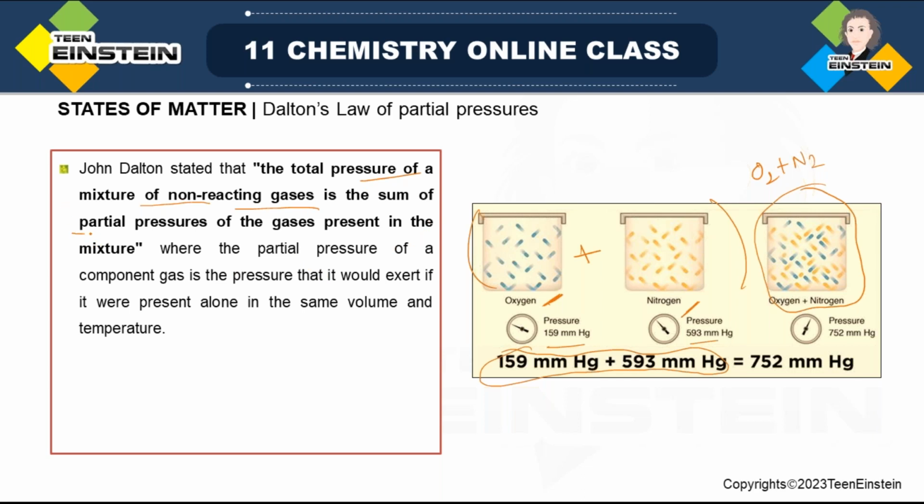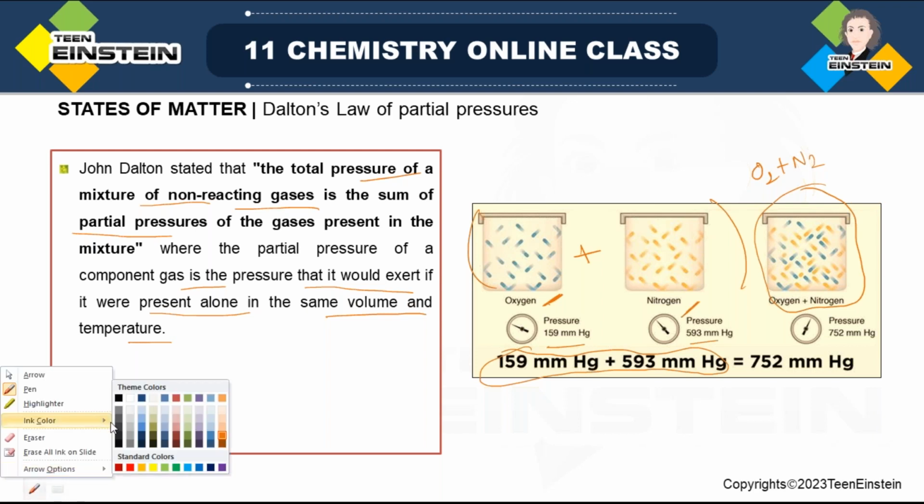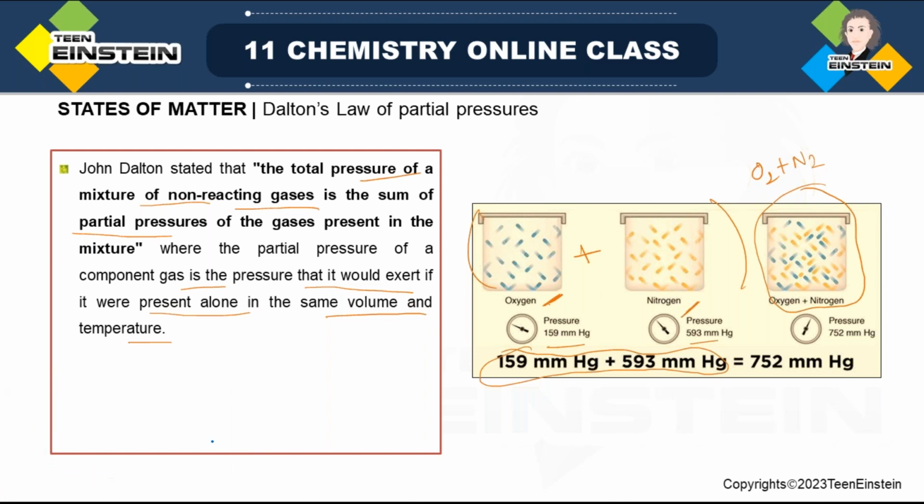Now what is partial pressure? The partial pressure of a component gas is the pressure that it would exert if it were present alone in the same volume and temperature. Suppose you consider the third container, where the volume for all these three containers is the same. In the last case, you have a mixture of these two. Now in this case, O2 will have some partial pressure, suppose it is PO2. Nitrogen will have some partial pressure, suppose it is PN2.